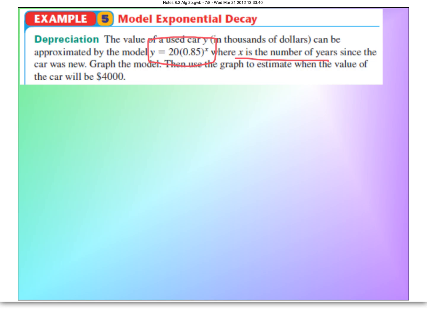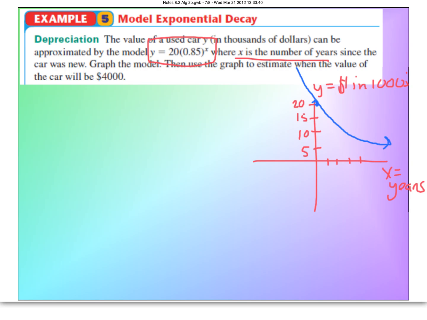Graph the model, then use the graph to estimate when the value of the car will be 4,000. I'll show you the graph, but then let's do more of a mathematical guess and check on the answer. So here's what the graph's going to look like. It is right here on the right, where the x-axis is number of years and the y-axis is in thousands of dollars. We're going to see on the graph that at time 0, when we first get the car brand new, it crosses here at 20,000, which is the brand new price of the car.